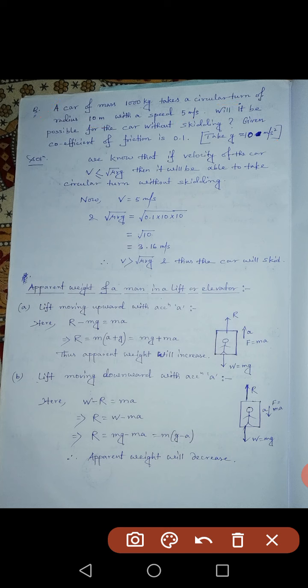Now we know that this condition is applicable in this type of case. That means the velocity of the car should be less than or equal to root over mu rg. If it is so, then the car will take the circular turn without skidding. But if the velocity of the car is more than this value, then the car will skid. So that's what we have to see here.